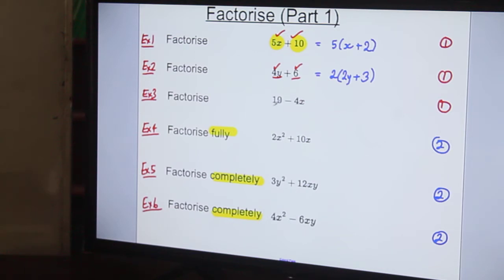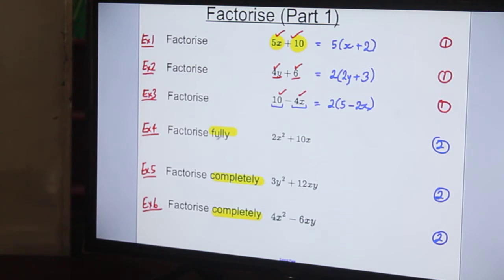Okay, the next one. The biggest factor we can think of that goes into 10 and 4x. Well, clearly it's some number, because there's not an x in both. Is it 2, 4, 6 or 8? It's 2. So we take out a factor of 2. What must go here? Well, 5. What must go here? Negative 2x. Check by multiplying out. 2 multiplied by 5 is the 10. 2 multiplied by negative 2x is the negative 4x.